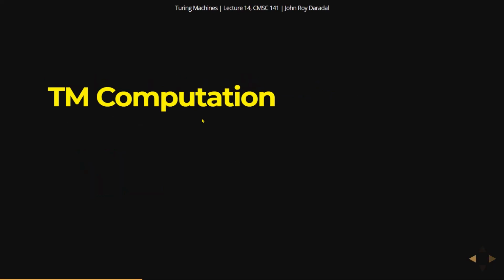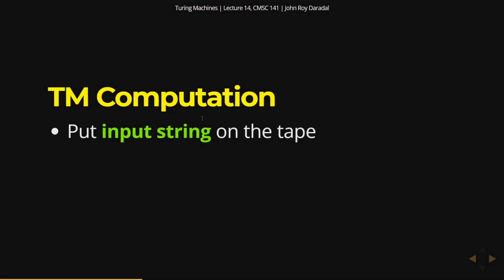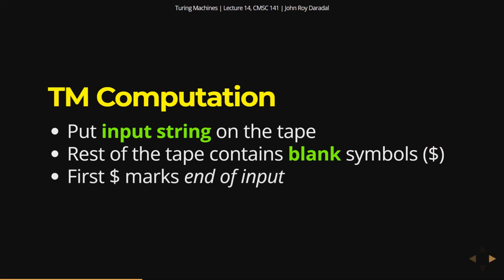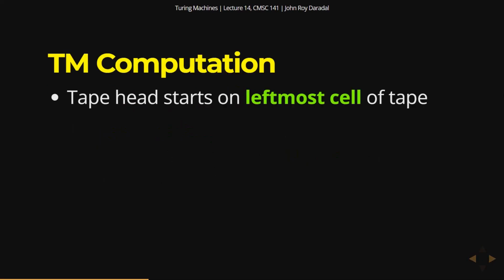So now, how does the Turing machine actually do its computation? First, you put the input string on the tape. The tape has an infinite number of cells, so you put the input string on the tape, one symbol per cell. Then the rest of the tape contains blank symbols. This is where the dollar sign comes in. The dollar sign is the blank symbol. The first dollar sign marks the end of the input. You start the tape head on the leftmost cell of the tape, at the start.